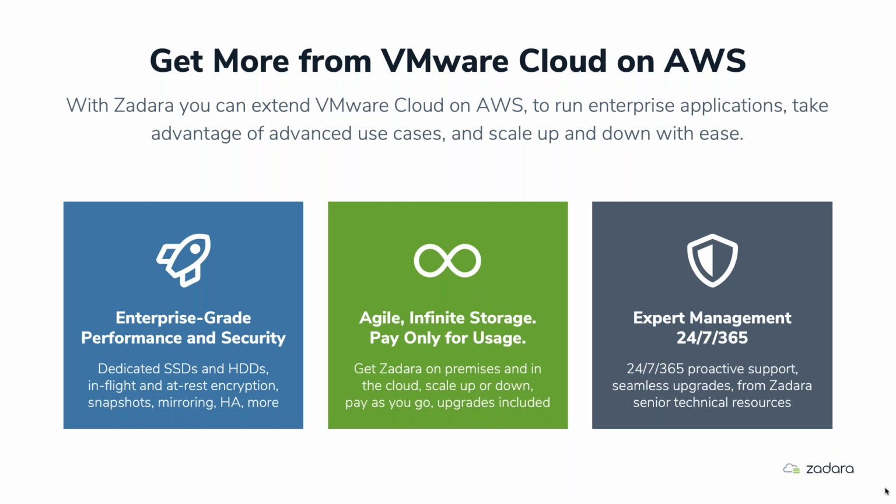Let's summarize a bit. We've talked a lot today, and I want to take a few minutes and a few slides to summarize the features and benefits of what folks will get. The first thing they'll get is more: get more from VMware Cloud and AWS. Enterprise-grade performance and security, we talked about that. And agile, infinite storage, paying only for usage. There's the cloud model, all wrapped up right there. And then the last wrapping around it is expert management, 24/7 by 365.